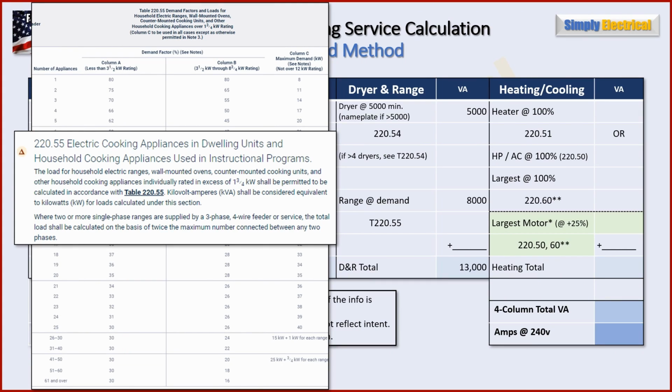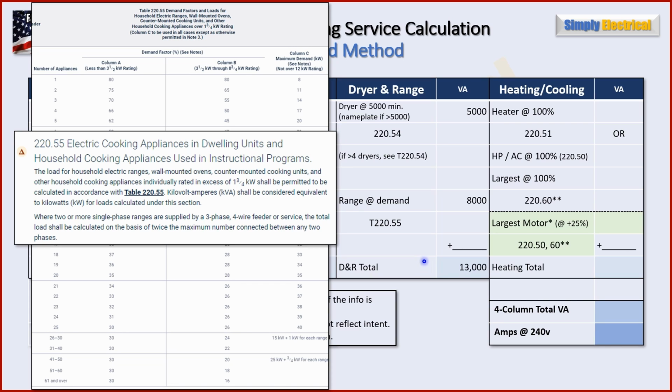Okay, now that we know how the table works, let's plug in our own data from our problem. We have a 10,000 watt range, so 10 kW, that falls under column C, not over 12 kW rating. So if we just have one of these, our value is going to be 8 kW. It's as simple as that, 8,000. So that's what we're going to put right here for our range. Demand is 8,000 VA. Once we have that, and we already have our dryer, we just add these together and we get 13,000 VA for our dryer and range total.